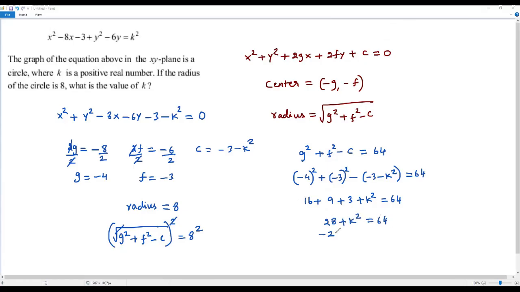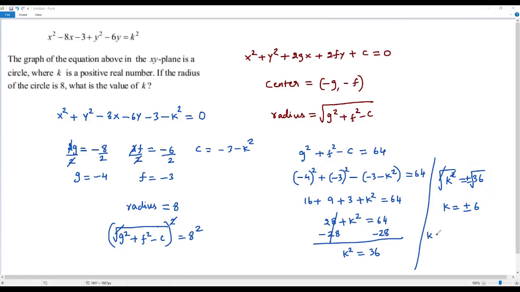Now let me subtract 28 from both sides of this equation. When I do so, the 28 and −28 will cancel out. I am getting k² equals 64 − 28, which is 36. To solve for k in the equation k² = 36, we have to get rid of this exponent 2. For that, we take the square root on both sides of this equation. The square root and square will cancel out. When we take the square root on both sides of an equation, we have to consider a positive or negative sign. Here we have k on the left side. On the right side, we have plus or minus the square root of 36, which is just 6.